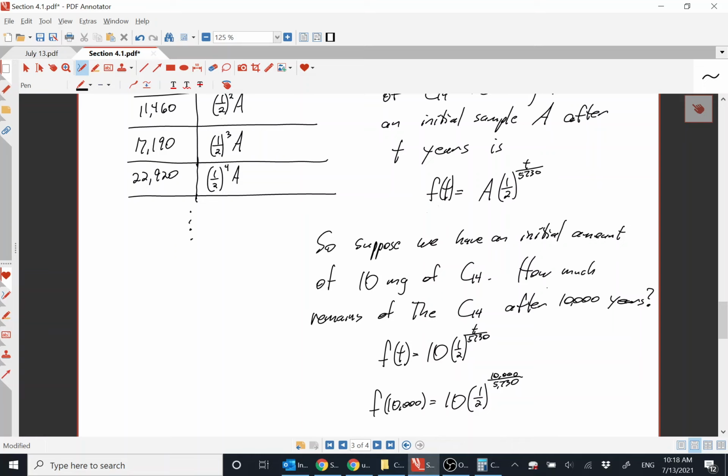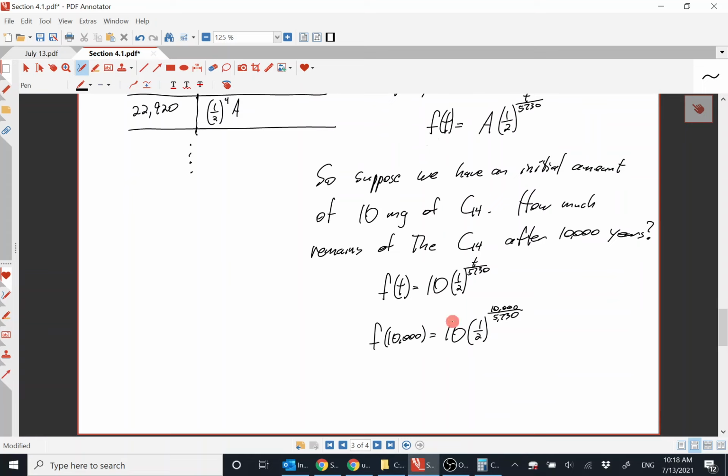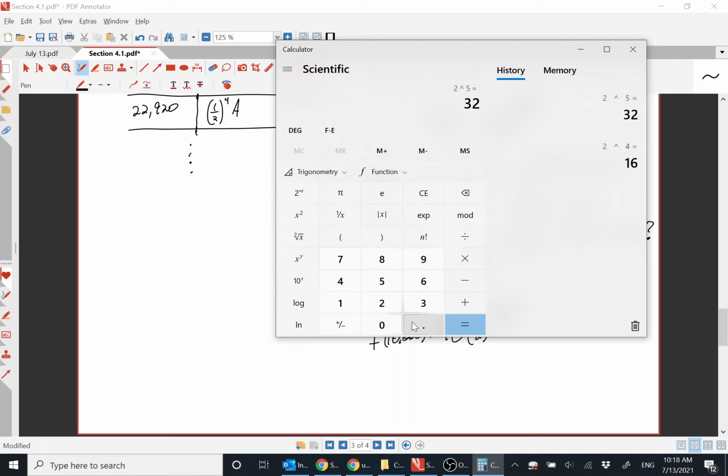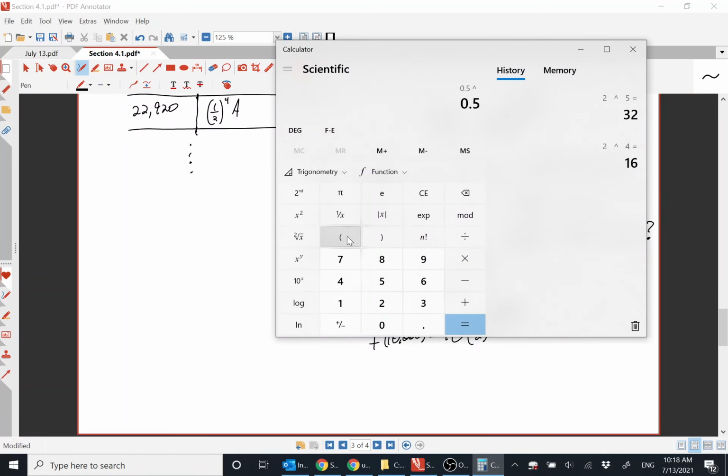So sometimes these things are a little awkward to do on your calculator. It might be more convenient to do it on a browser, but if you want to do it on your calculator, this is how it goes. So we're calculating this right here. 10 times 1/2 to the 10,000 over 5,730. Okay, so first we'll start with the 1/2. So 1/2, 0.5. Right? To the exponent. Now, this exponent, it's a quotient. 10,000 divided by 5,730. So I got to use these parentheses here.